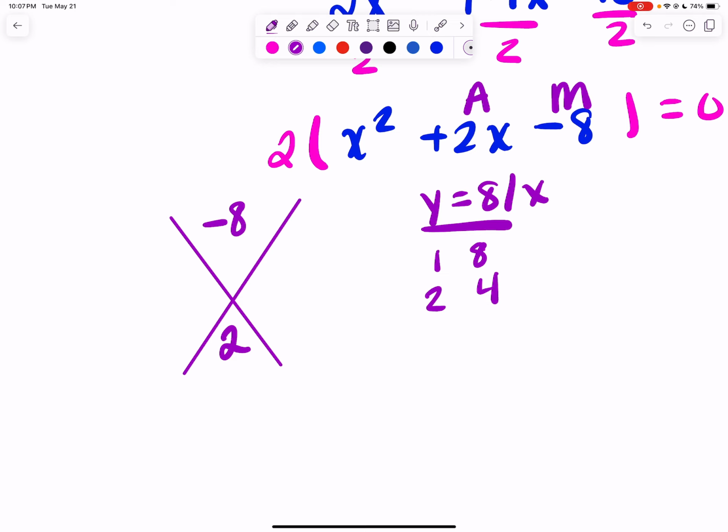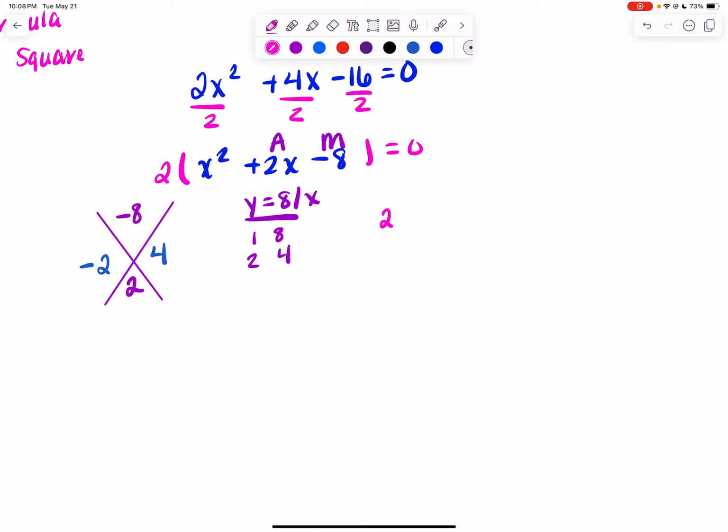So let's put the 2 and the 4 back in. 2 times 4 is positive 8. I want a negative, so one of those is going to be negative. So I'm going to make the 2 negative just to see what happens. Negative 2 times 4, negative 8, that works. Negative 2 plus 4, that's a positive 2, that works. So my factors are going to be 2 times x minus 2 times x plus 4, and then I'm going to do equal to 0.